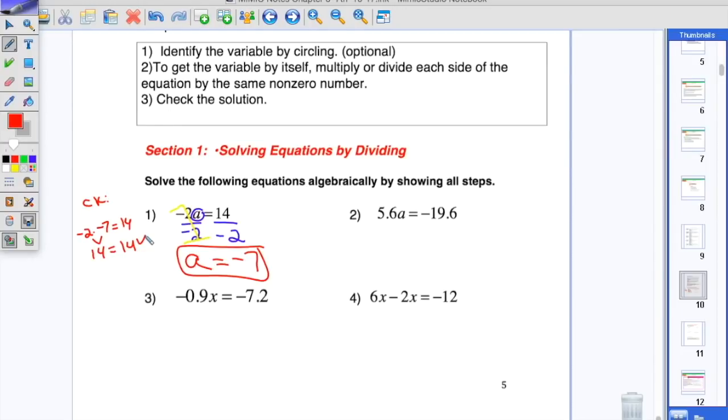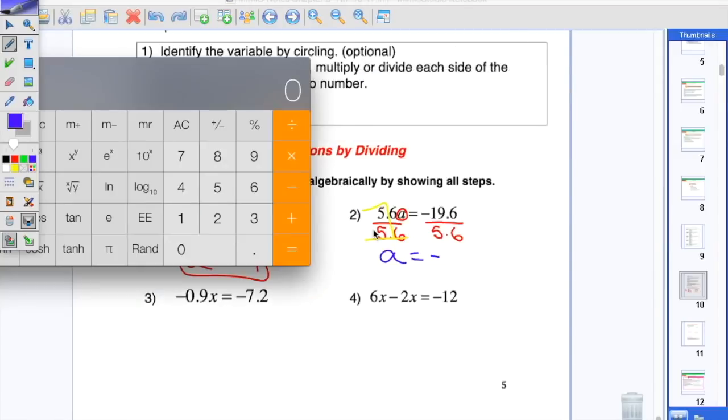In number 2, we have decimals. So you're allowed to use a calculator. We want to find out what the a is. So it's attached by multiplication, so we're going to divide both sides by 5.6. 5.6 divided by 5.6 is 1. So we're left with 1a, or a. Now we can figure out if it's negative or positive because we have 1 negative divided by a positive, so our answer is negative. Now we can use our calculator.